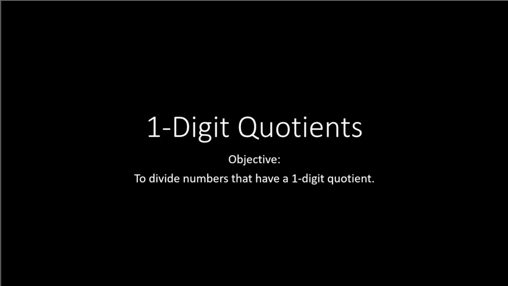In this video, you will learn how to divide numbers that have a one-digit quotient. Now in the previous lesson, we learned how to divide numbers that divide evenly. So things like maybe 48 divided by 8. We know that would equal 6.